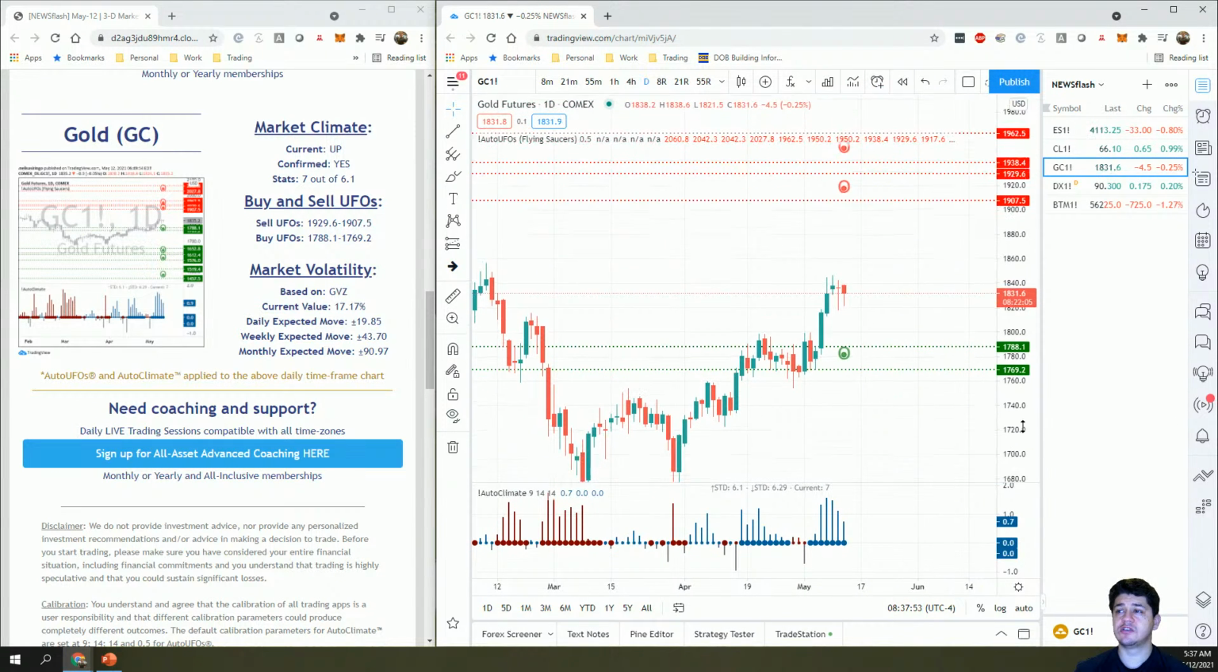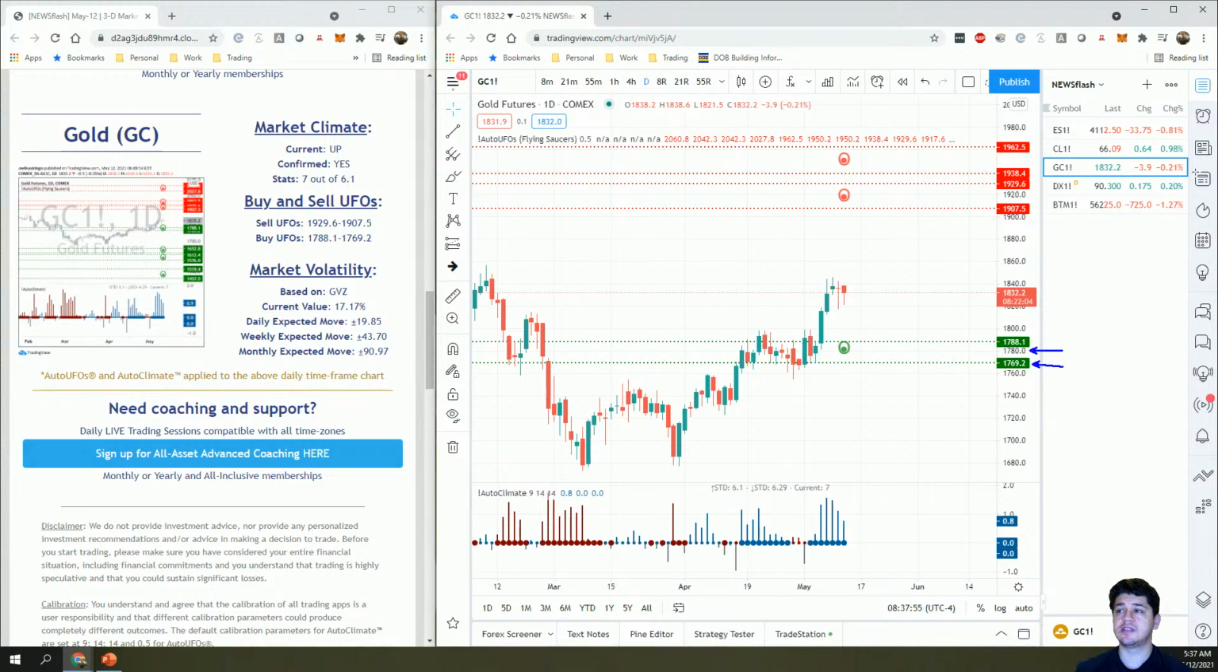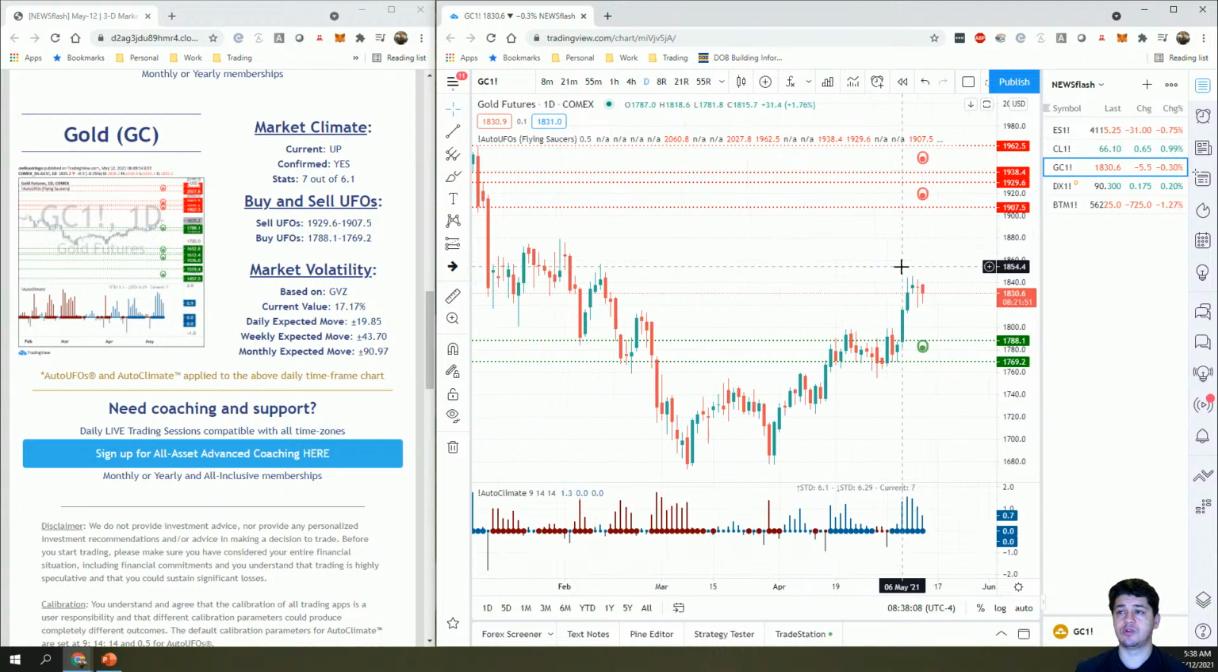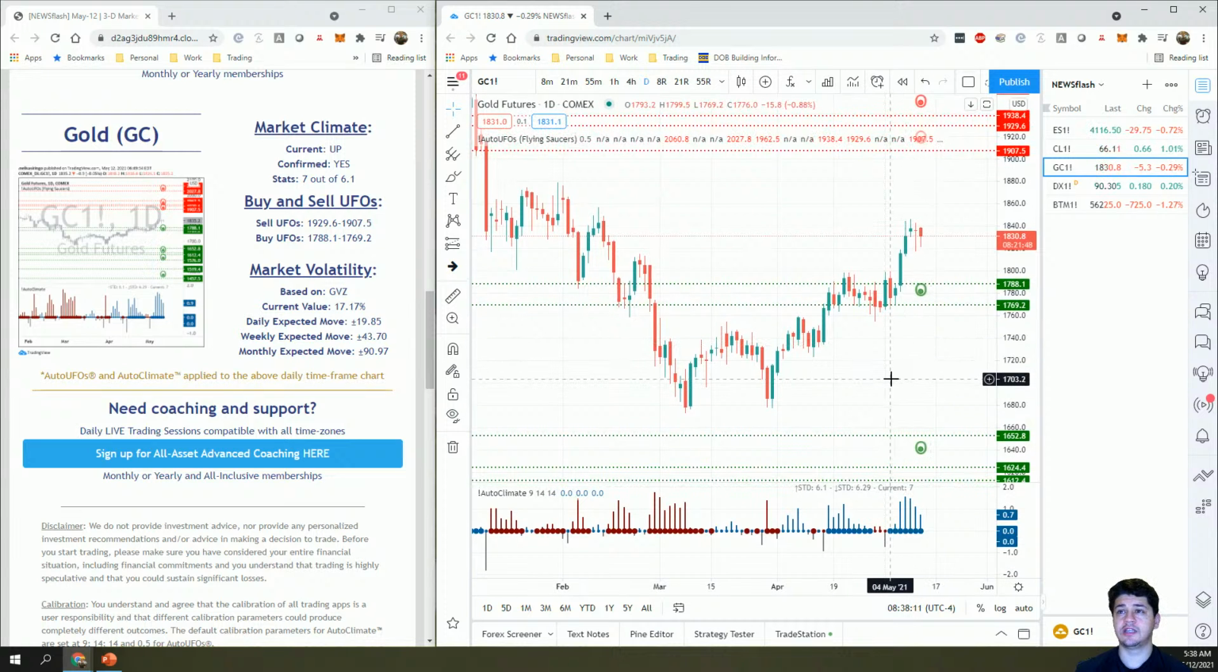Looking at buy and sell UFOs for gold: 1788.1, 1769.2, and then 1907, 1929.6 up above are the sell UFOs. As we've analyzed before, this was a very easy and clear picture to see on gold, right? We were dropping down, dropping down, dropping down. And then as we dropped, we pulled back, tested that low, held it, and have since then not looked back. It just keeps on climbing higher, keeping the lows. So, that's just a very simple pattern to see.